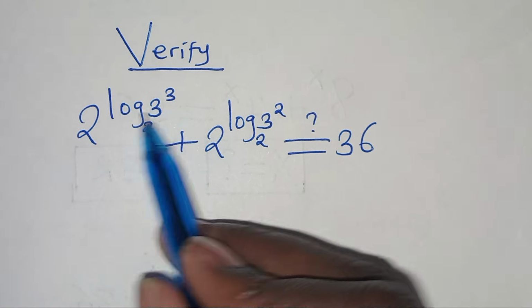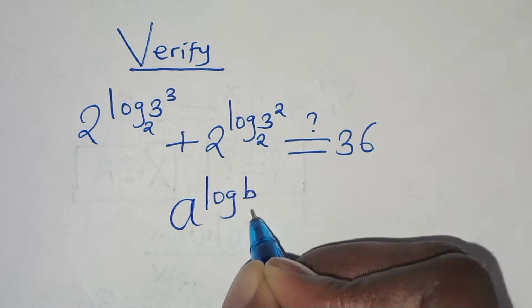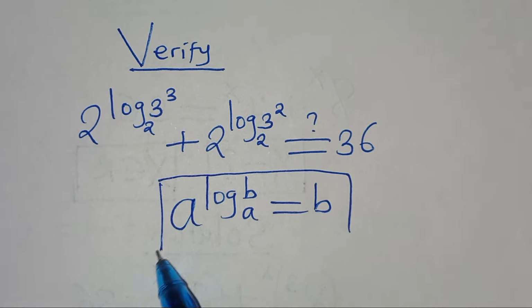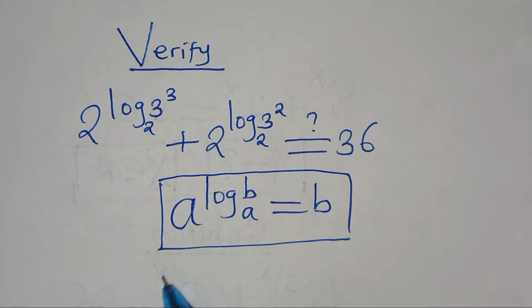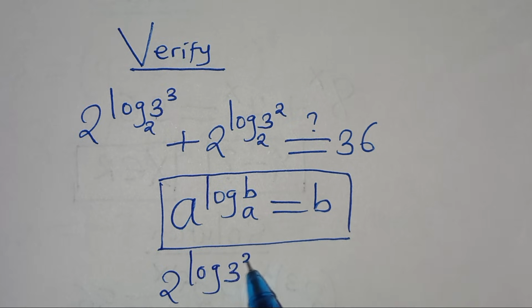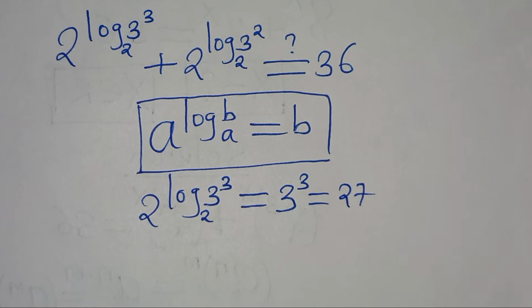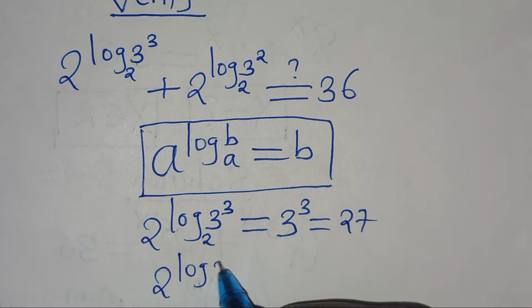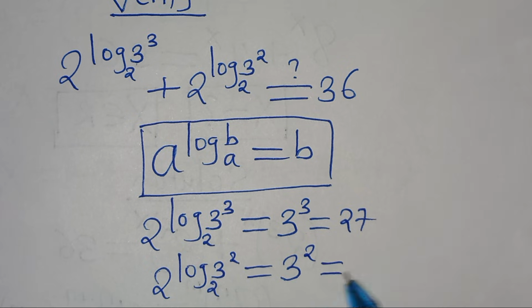Now we have that 2 to the power of log 3 to the power of 3 to base 2 is in the form of a to the power of log b to base a, and this is supposed to give us a value of b. Now let's apply this logarithm property, so that 2 to the power of log 3 raised to the power of 3 to base 2 should give us 3 to the power of 3, which is equal to 27. And we have that 2 to the power of log 3 squared to base 2 should give us a value of 3 squared, and this is equal to 9.